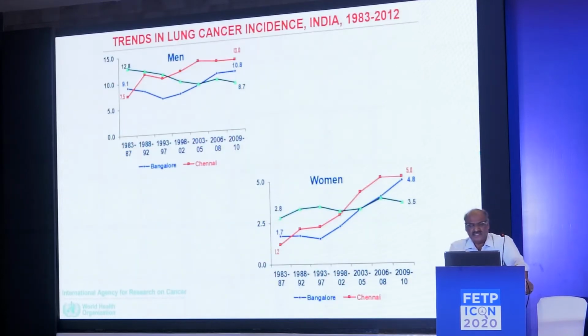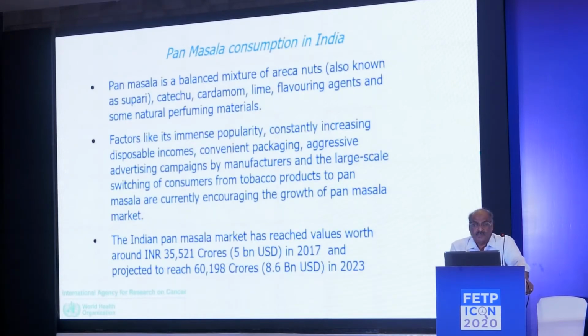In the case of lung cancer, the male lung cancer rates are remaining stable, if you look at our cancer registry data, but it is increasing in women. This is something which we need to focus on before it reaches epidemic proportions. And pan masala, if you see the business reports, is supposed to be one of the most promising business propositions in this country. Currently, its market value is about 35,000 crores, and it is projected to double by 2023 to almost 60,000 crores of business. So it is immensely popular.